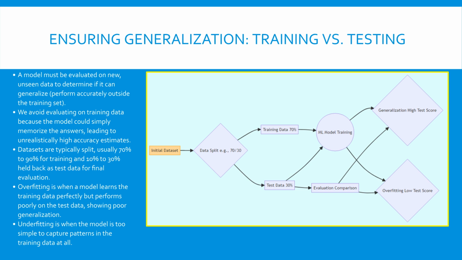A large portion, typically 70% or more, is dedicated to training the model. The smaller portion, the test data, is kept entirely separate and reserved for the final, honest evaluation.